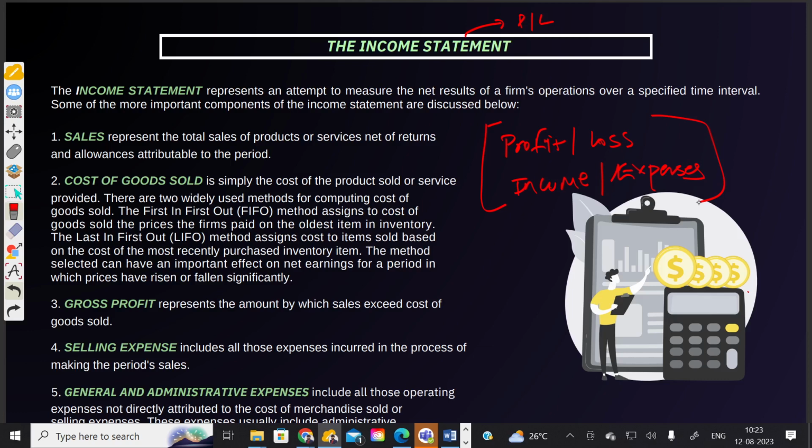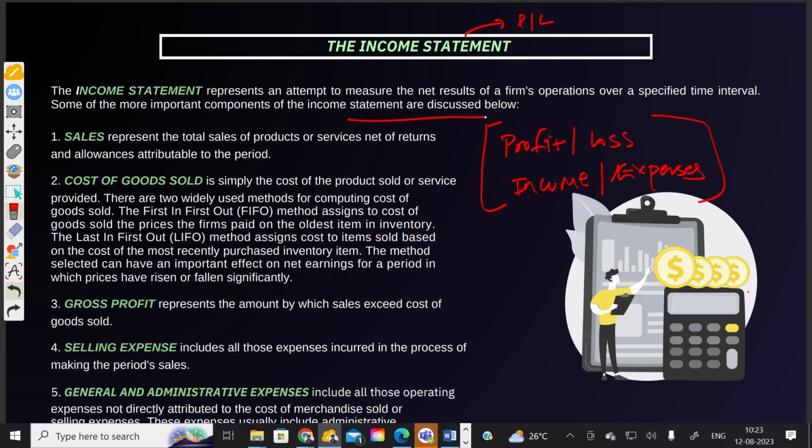So the income statement represents an attempt to measure the net result of a firm's operations for a specified time interval. Some of the more important components of the income statement are discussed below. Sales represent the total sales of products or services, net of returns and allowances attributable to the period. Cost of goods sold is simply the cost of the product sold or service provided.